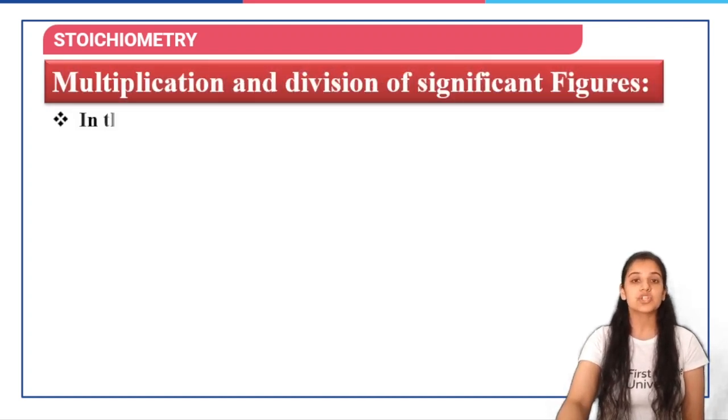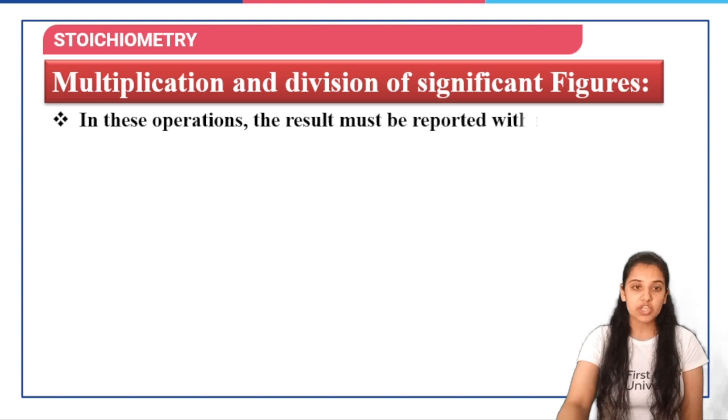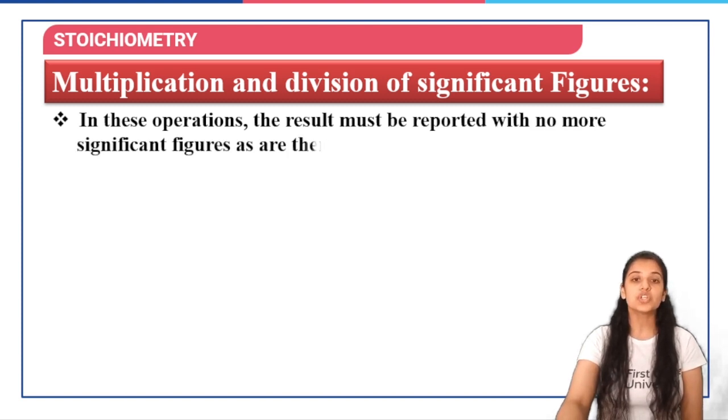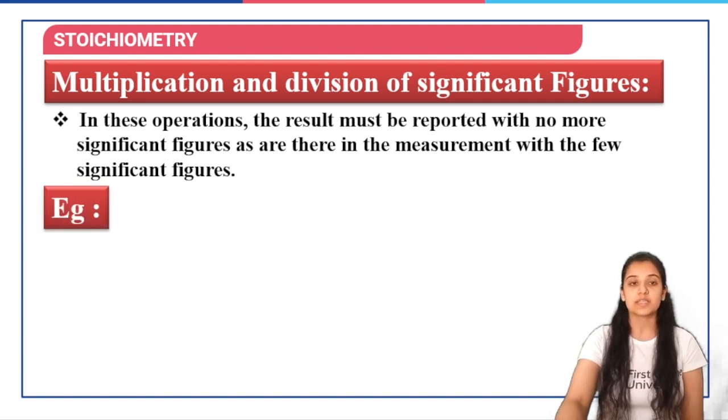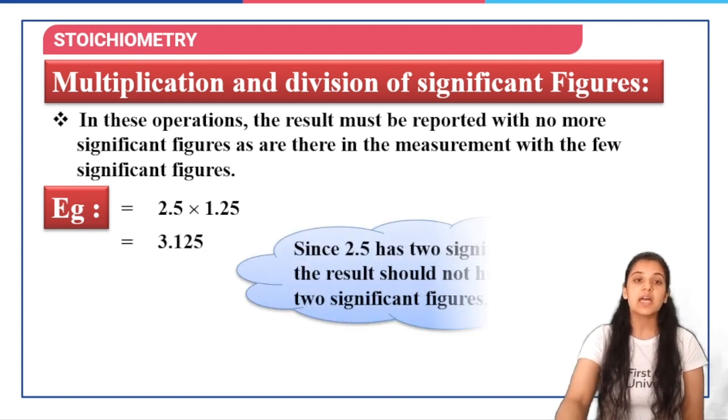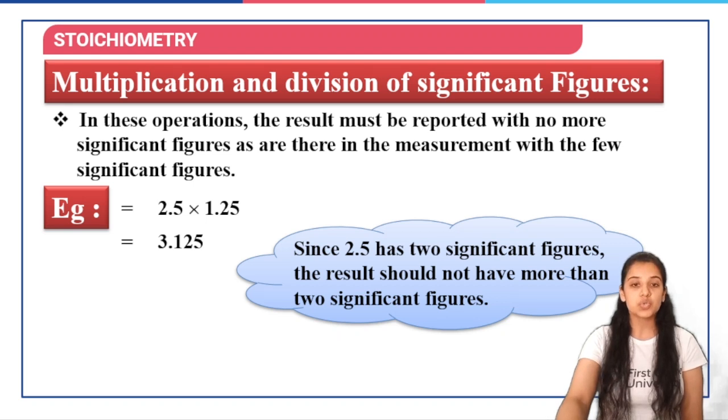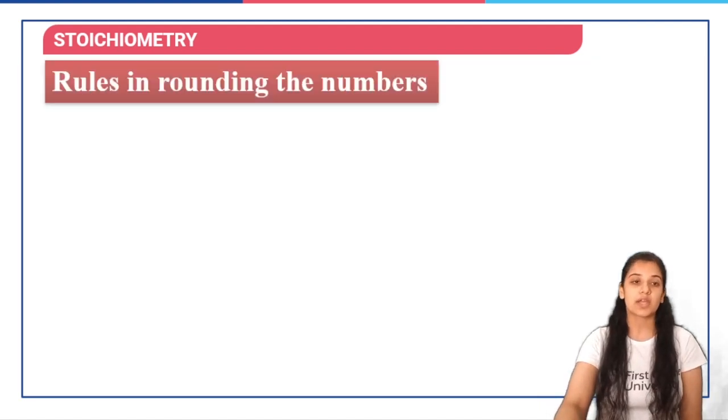Next is multiplication and division. So in these operations, the result must be reported with no more significant figures as there are in the measurement with the few significant figures. Again, let's understand this through an example. So 2.5 into 1.25 is 3.125. Again, 2.5 has just two significant figures and therefore the resultant should not have more than two significant figures. The same rule that we had applied for addition and subtraction.